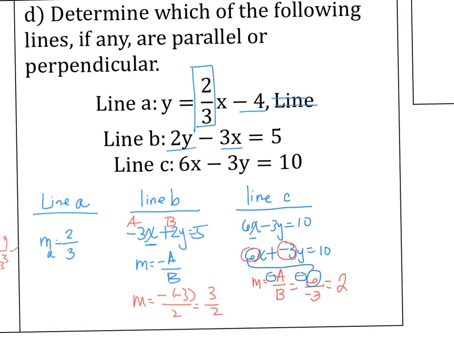Okay, so now that we have all three slopes, let's first find out if they're parallel. Remember, when lines are parallel, all the slopes need to be the same. So 2/3, 3 over 2, and 2 are all different. So, nope, not parallel. We could just write not parallel.